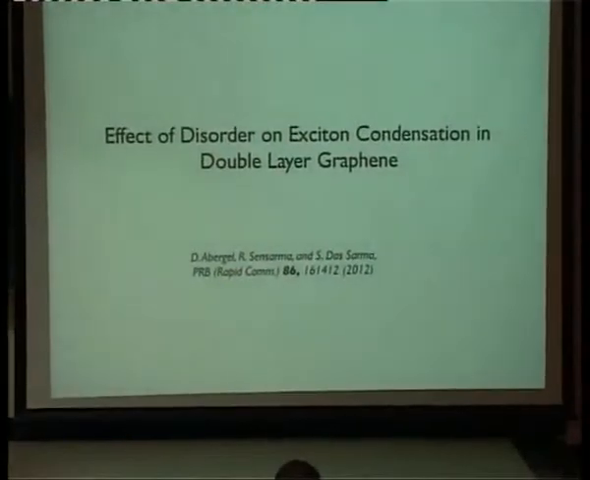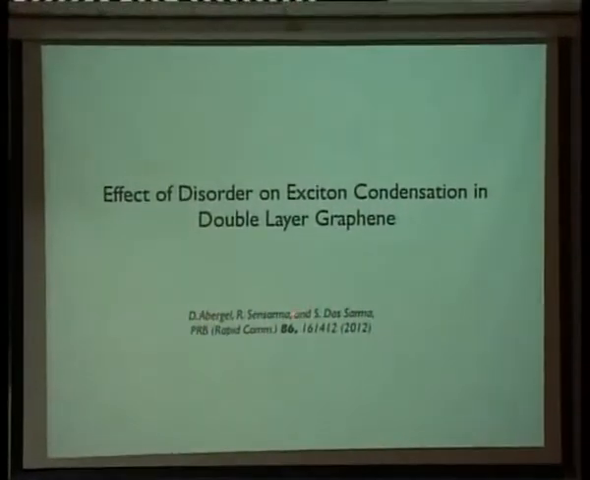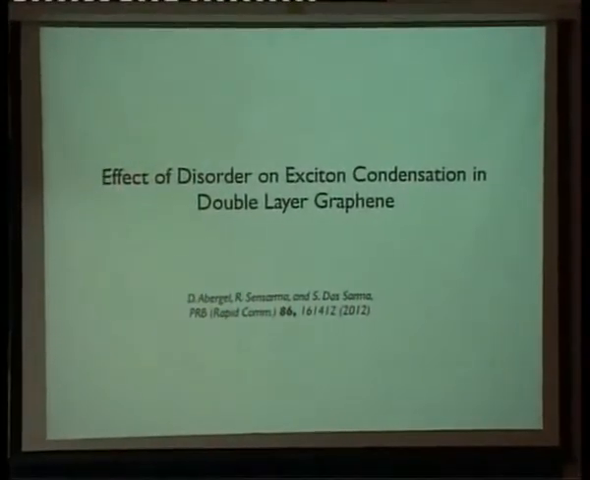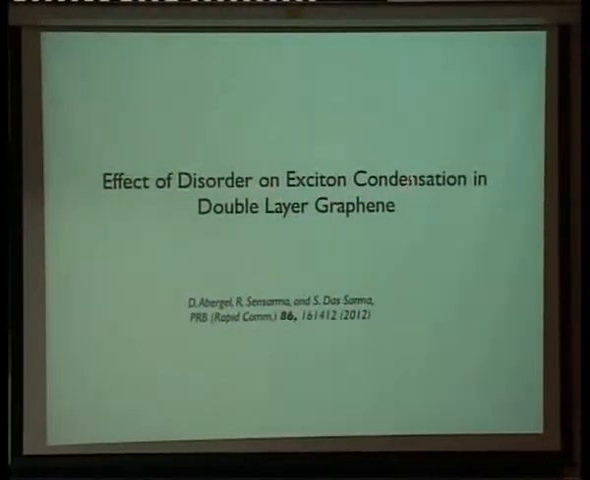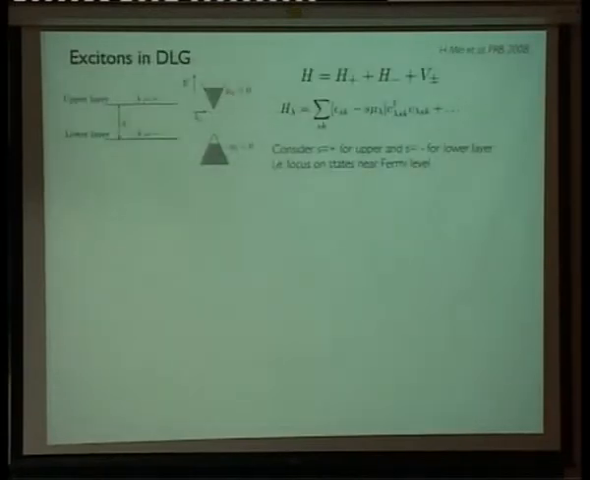Now coming back to the last part, which I said I would talk about a little bit, is work done with David Abergel and Shankar again. This is the question of the effect of disorder on exciton condensation in double layer graphene. I told you what a double layer graphene is, so I'll just skip this slide.